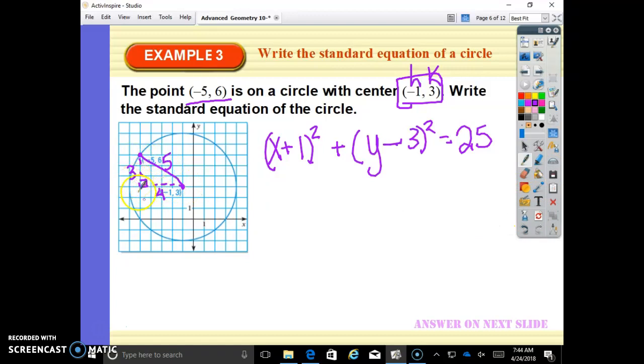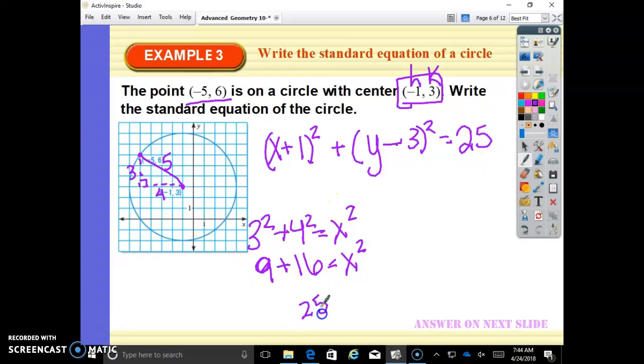If we didn't have a Pythagorean triple, we would have done 3² + 4² = what squared? 9 + 16 = what squared? 25 = what squared? Square root, my radius is 5. Or, you're really looking for your radius squared, so you could have stopped at the 25.